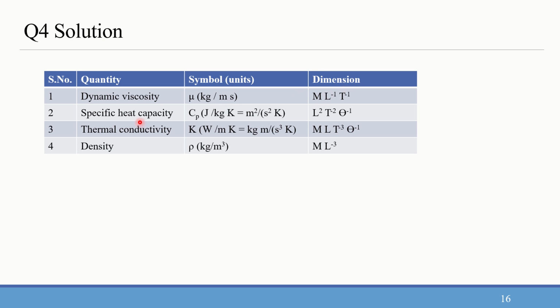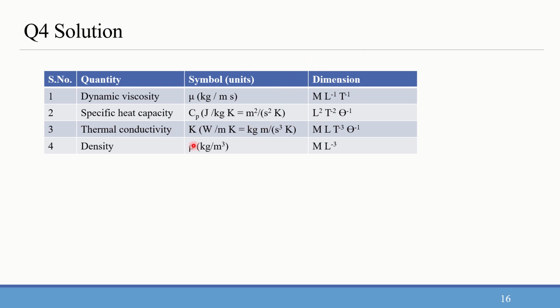Next one is specific heat capacity Cp, and its unit is joules per kg Kelvin. It is the heat required to raise the temperature of 1 kg of material by 1 Kelvin. Joules is Newton meter and Newton is kg meter per second square. So it becomes kg meter square by second square by kg Kelvin, which becomes meter square by second square Kelvin. That is how we got it. If you solve this, you will get the same answer.